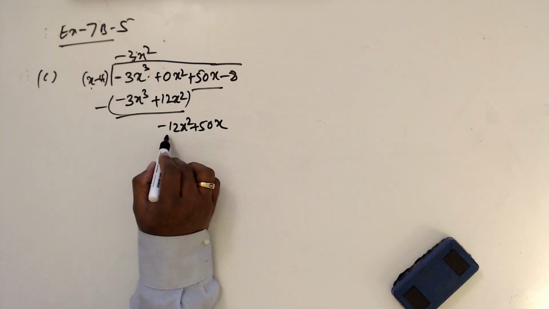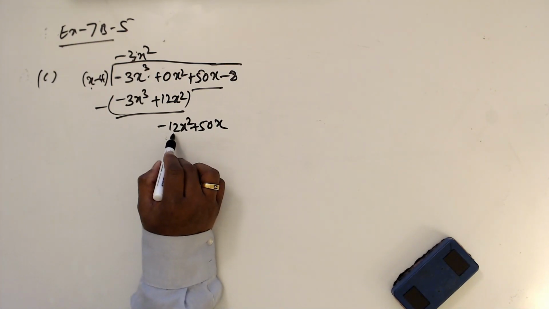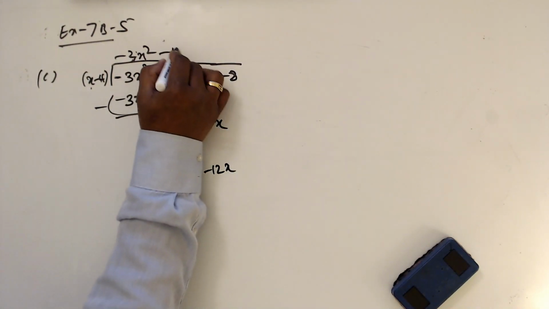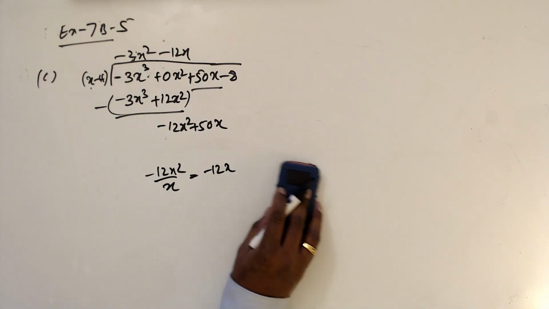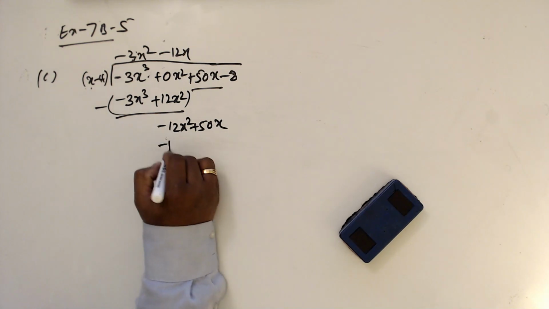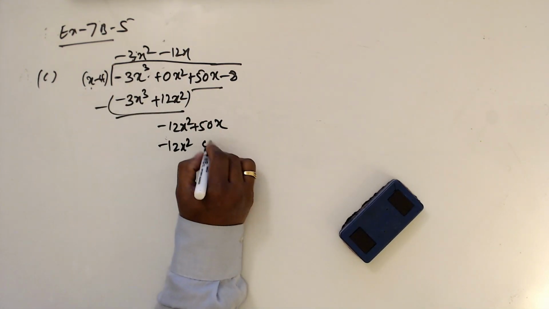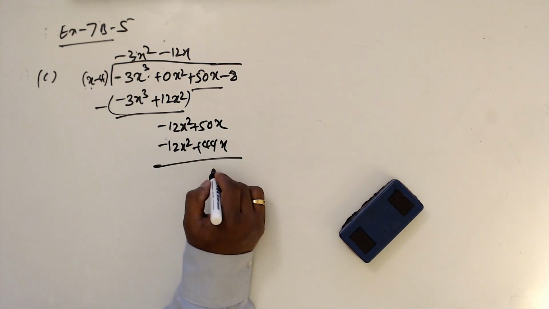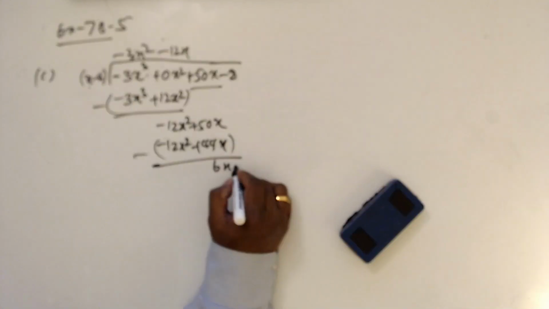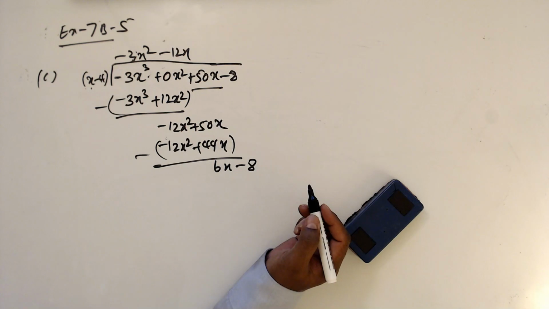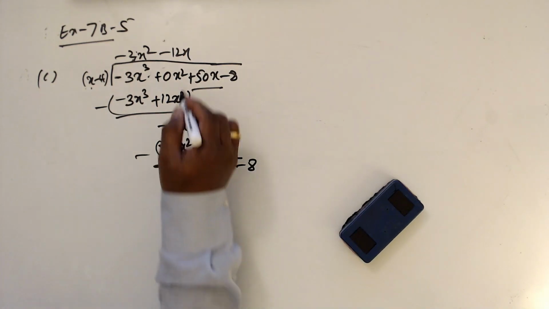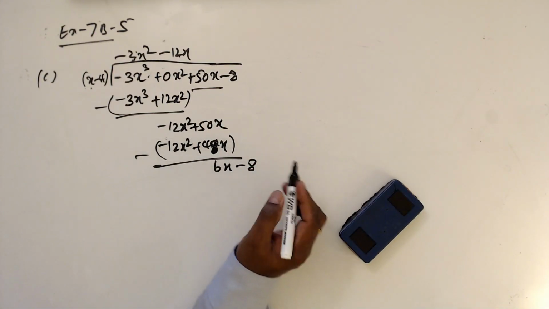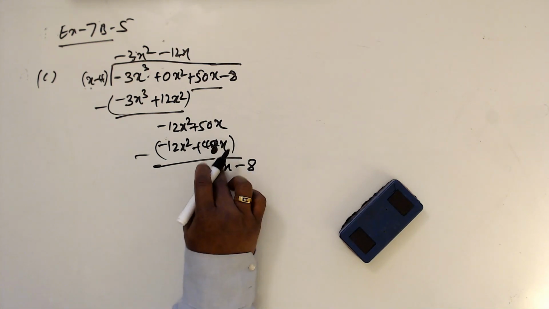Now minus 12x square divided by x means minus 12x. So this is going to be minus 12x. So minus 12x times x is minus 12x square. This is going to be plus 48x. So this is going to be 6x minus and minus 8. Four times, 12 times 4 is 48. Then this is going to be 50 minus, this is 2x.